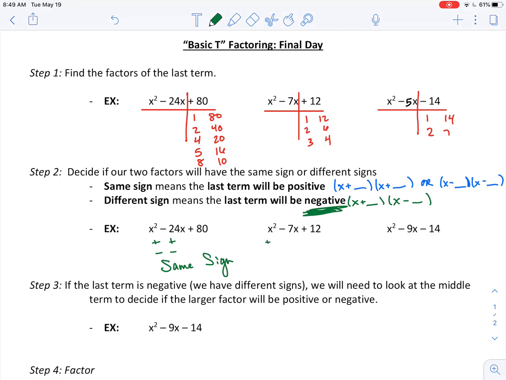All right, we got a positive last term, same idea. It could be positive times a positive or a negative times a negative. So these are going to be the same sign. But over here, that should say 5x. Over here, I've got a negative last term. Well, the only way two numbers can multiply to make a negative is if one is positive and one is negative. And those are different signs.